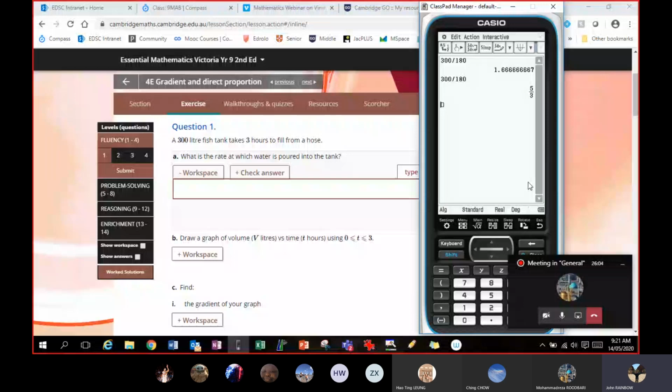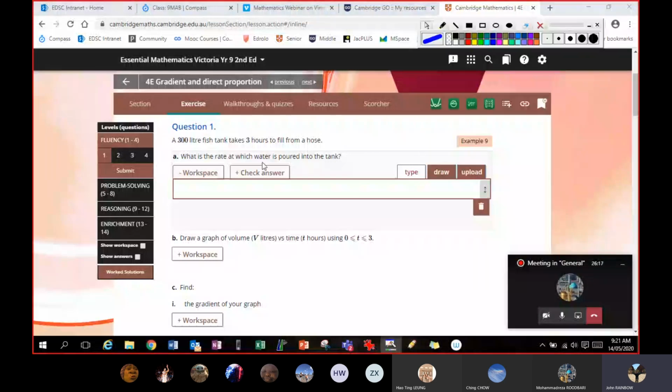If we wanted to know how fast it was filling up in litres per minute, what you've got to do is change your graph, or change your values. If you think of your graph, this would still definitely be 300. Whoops, I did my numbers around the wrong way before. I did this the wrong way, sorry. That would be 3 hours.